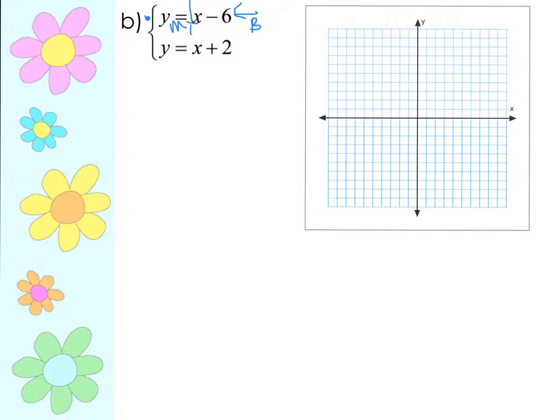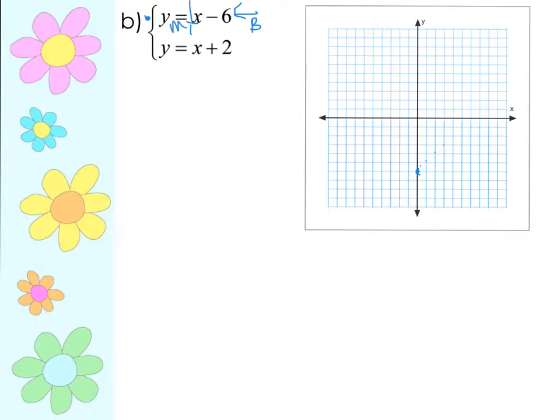So starting out at -6, and remember, always start out at the y-axis, unless it's a vertical line. And then when you do your slope, you move from that point that you just put on the graph. So from this point, I'm going to go up 1 over 1.